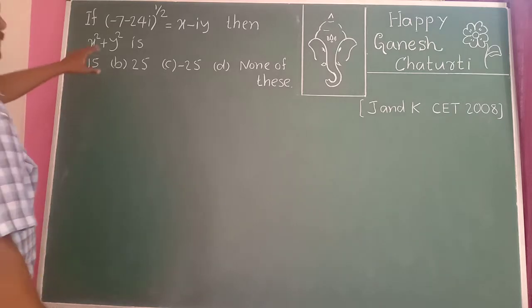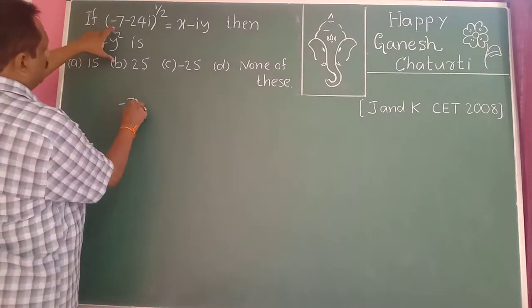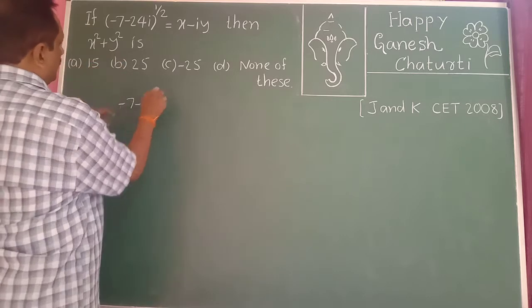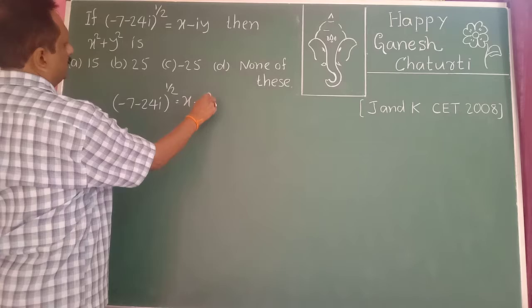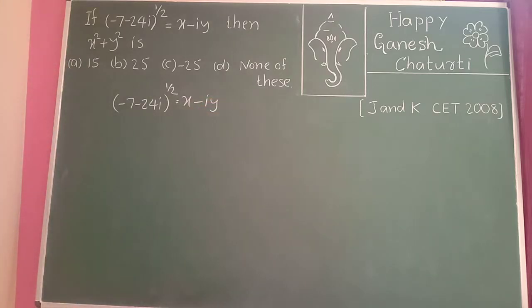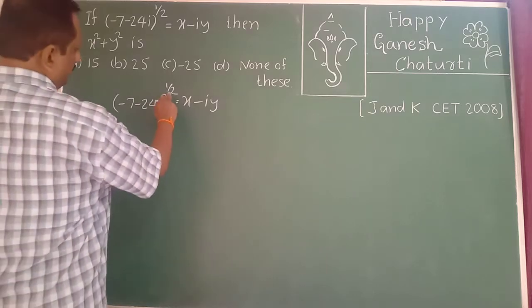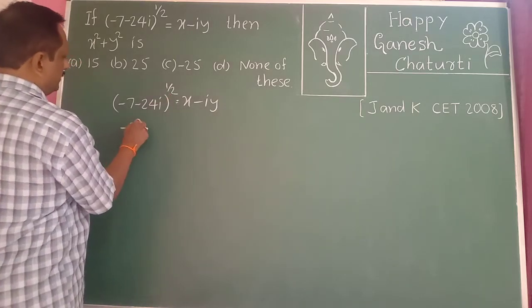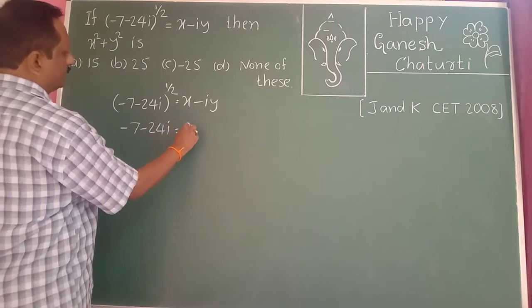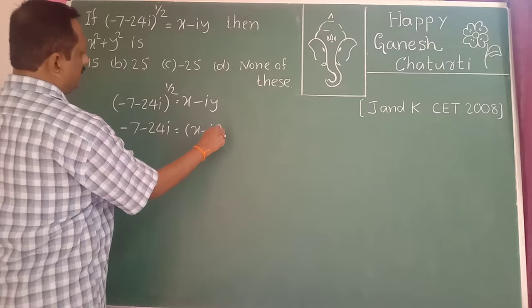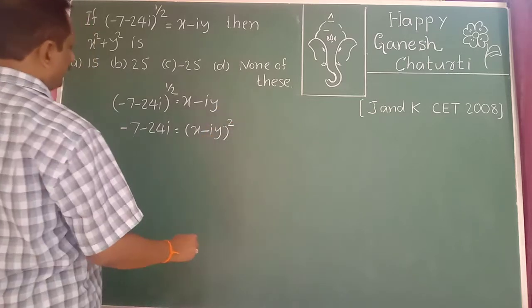Okay, here they have given (minus 7 minus 24i) raised to 1 upon 2 is equal to x minus i into y. Squaring on both sides, the 2 and 2 cancel. Minus 7 minus 24i is equal to (x minus i into y) whole square.